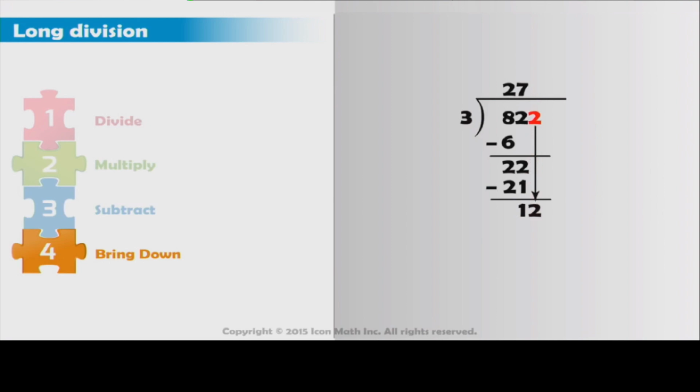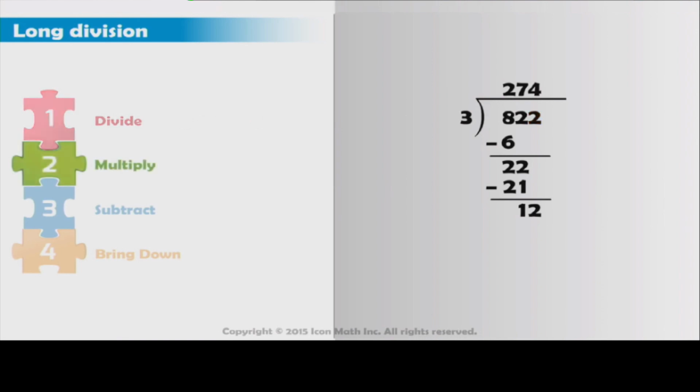We bring down the 2. Now we have 12. We will repeat our 4-step process one more time. 12 divided by 3. What is the result of dividing 12 by 3? 12 divided by 3 equals 4, right? So, we write 4 above 2, the last digit we brought down from the dividend.